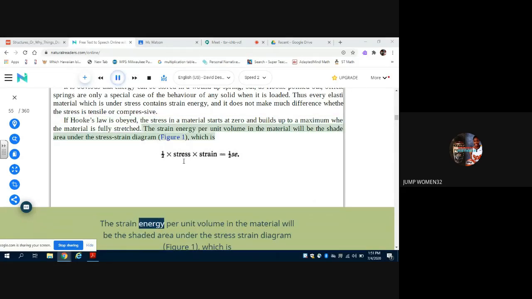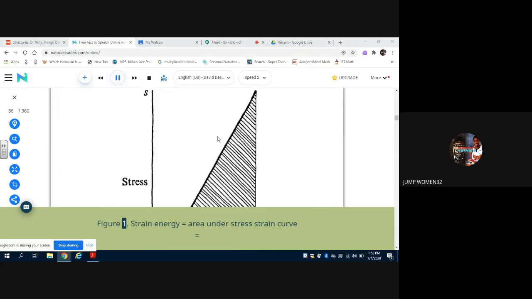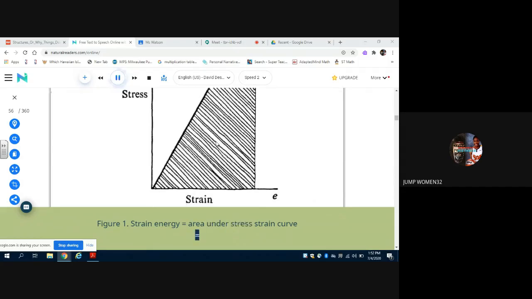The strain energy per unit volume in the material will be the shaded area under the stress-strain diagram, figure 1. Strain energy equals area under stress-strain curve equals.